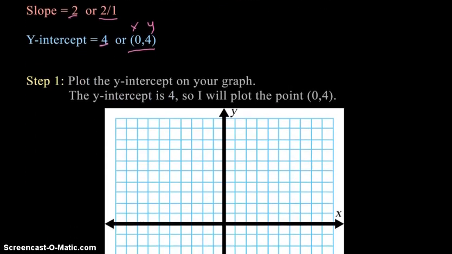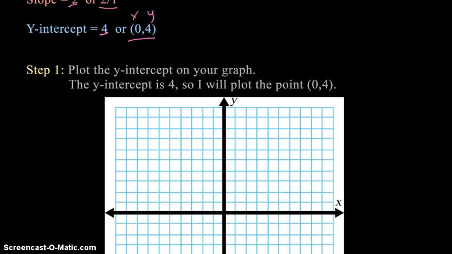Next, we are going to plot the y-intercept on your graph. And the y-intercept is 4, so I will plot the point 0, 4. So ito yung 0 natin na x. And ito yung y-axis natin. So dito tayo mag-concentrate. So this is 1, 2, 3, and 4.